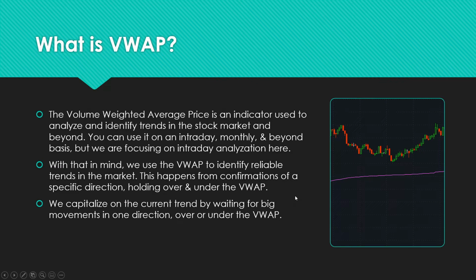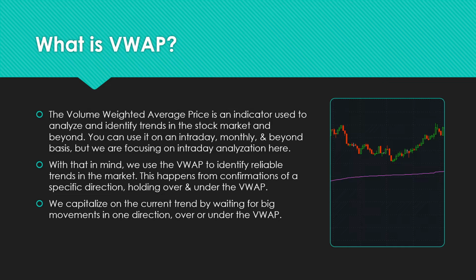Okay, so just to get this really quickly out of the way, what is the VWAP? The VWAP is the volume weighted average price. It's an indicator used to analyze and identify trends in the stock market and beyond, because you can really use it in futures, equities, whatever kind of market you can think of, you can probably use the volume weighted average price. You can also use it on an intraday basis, monthly basis, and beyond as well, but in this specifically, we're focusing on the intraday analysis here.